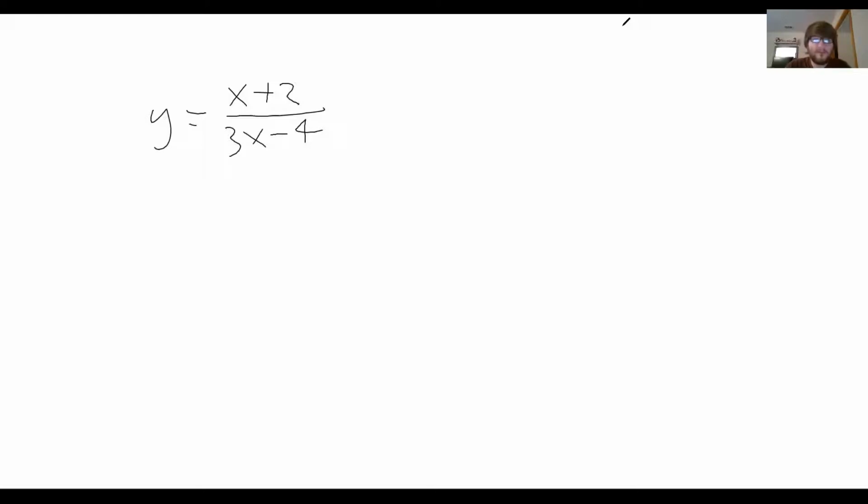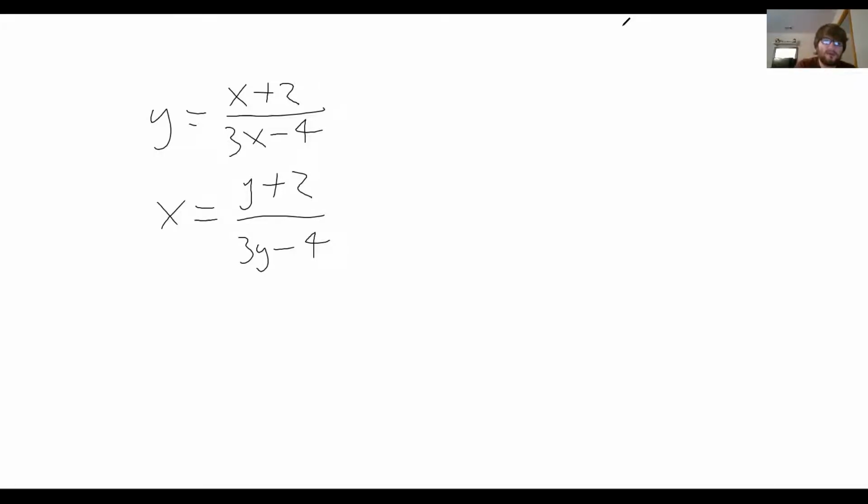So the first step is, this is our original function. All we need to do to start off is just swap the positions of our x's and y's. So this becomes x equals y plus 2 over 3y minus 4. And from here, if we want to solve for this inverse function, we just need to solve for y, get it isolated by itself. So let's do that.